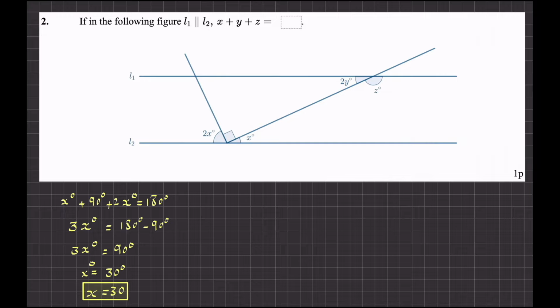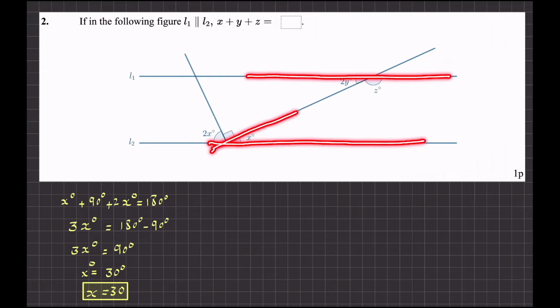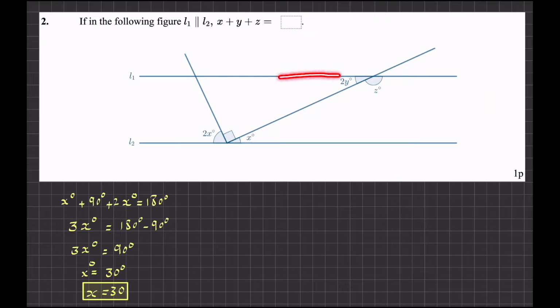Now I go and find y. How? I see that this line is said to be parallel to this line, and I see that this line is a transversal. So this acute angle constructed on the top line and this acute angle constructed on the bottom line, they have to be the same. This is one way. Another way, you can immediately recognize your Z shape here. Yes, because these two are parallel, these two angles should be the same. So in any way, we understand that 2y degrees is supposed to be equal to x degrees.